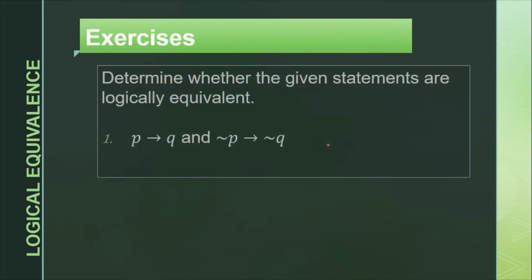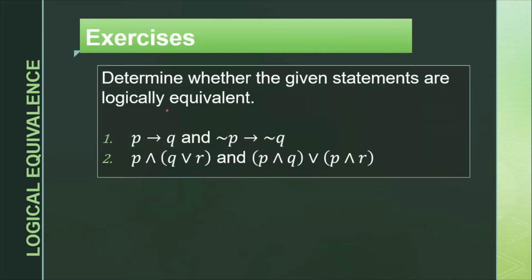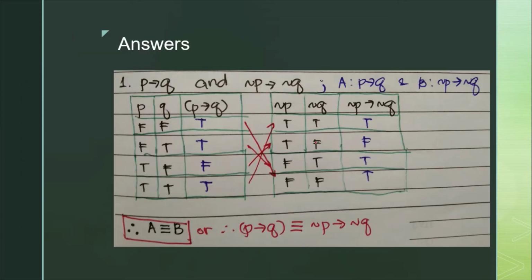So here are some exercises. Determine whether the given statements are logically equivalent. Okay, we have if P then Q, and if not P then not Q. So here's the answer. First, we will have to evaluate if P then Q. Then next we have to evaluate if not P then not Q.